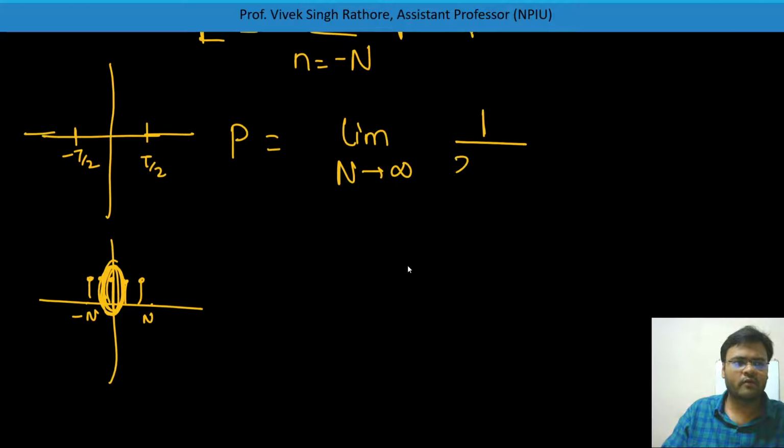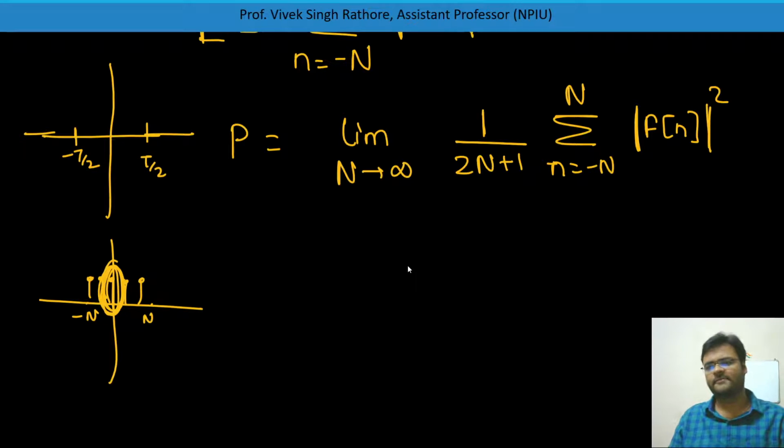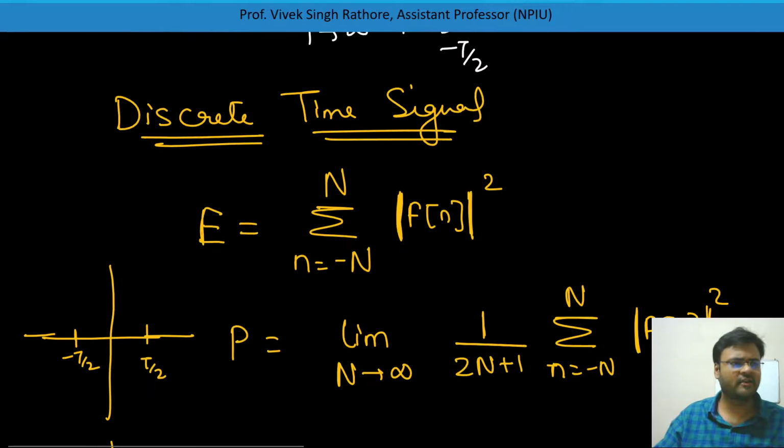So what we'll do is 2n plus 1, and the summation will be there, n equals minus n to n. Same thing, f[n] will be there. If it is real valued, you can do the square; otherwise, if it's complex valued, you take the magnitude squared. So this is the formula for energy signal and power signal. You can calculate it for any of the questions.